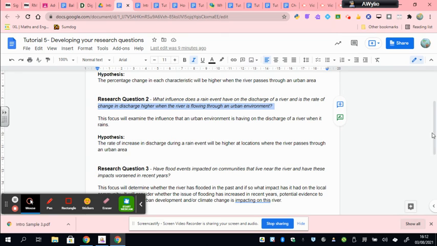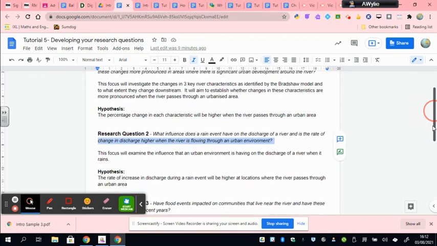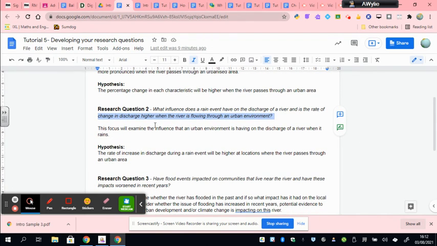Now, obviously, that's linked to the previous question, because in the previous question, we will have probably identified whether the river was changing more in the urban area than in other areas. And if we had proven that there were more substantial changes, we might then quite rightly expect, when it rains, for those changes to be more pronounced in the urban area. So that's what I mean by linking research questions. So by the time we then look at research question 2, this focus will examine the influence that an urban environment is having on the discharge of a river when it rains. So does the fact that it's in a town cause the river to go up more?